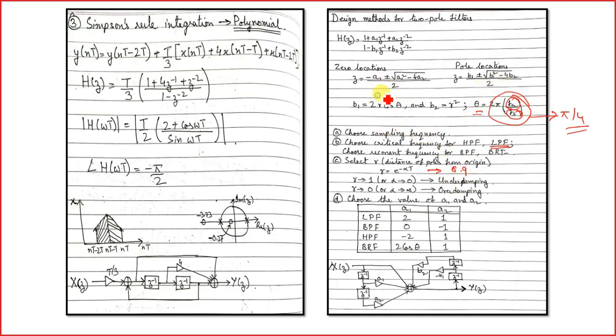You put this 0.9 in this equation, and you put the theta value into this cos theta. So cos of pi by 4 you have to calculate, and then you have to choose A1 and A2 for the low pass filter. You have A1 A2 values of 2 and 1. You will put these values in the zero locations, calculate that, and find the transfer function over here. Once you've got the transfer function, from there you will be realizing the filter.